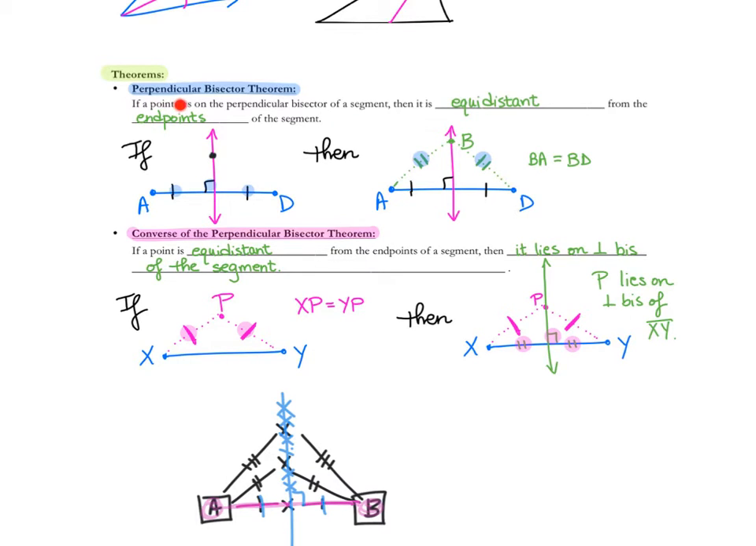So if a point lies on the perpendicular bisector of a segment, see how we're starting with the perpendicular bisector? That's why it's called the perpendicular bisector theorem. If a point lies on the perpendicular bisector of a segment, then it is equidistant, the same distance from, is what that means.